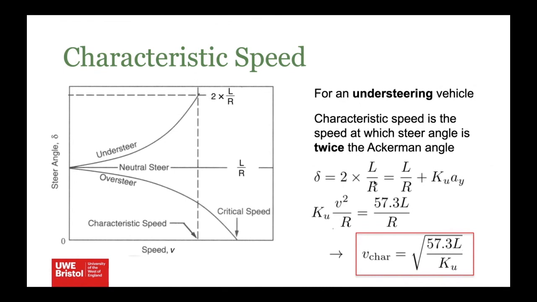Does that make sense? That's where this comes from down here. So we've got KU times AY, which is this term here, and it must equal L upon R.